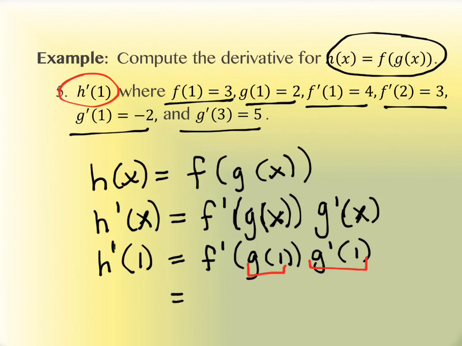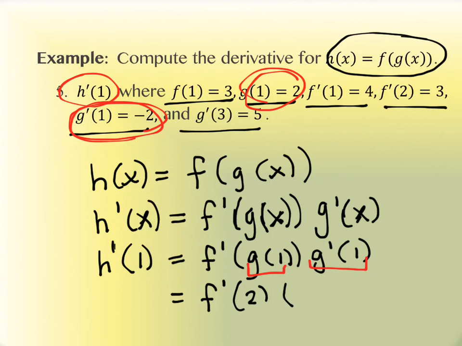The f prime is going to stay. We haven't dealt with it yet. It's still there. What is g of 1? 2. It is 2. And it says that right here: g of 1 equals 2. And then, what is g prime of 1? Negative 2. And it says it on this piece right here, second line. So g prime of 1 is negative 2.